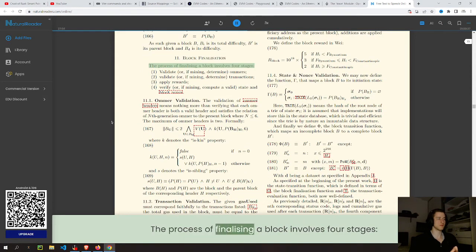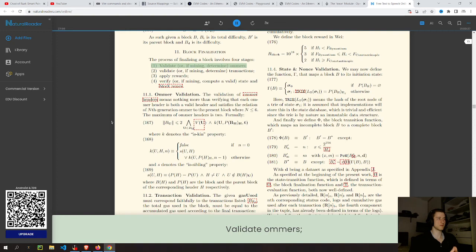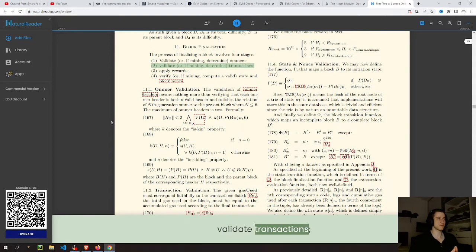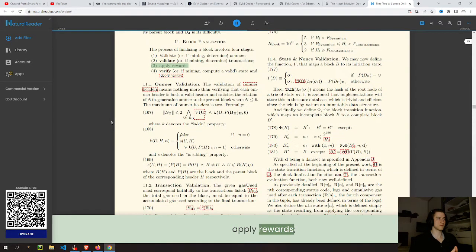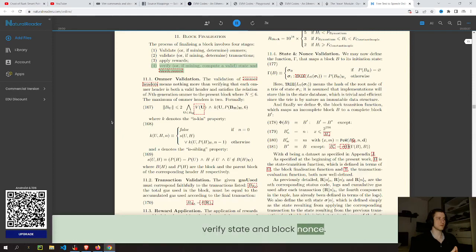11. Block finalization. The process of finalizing a block involves 4 stages: validate OMRs, validate transactions, apply rewards, and verify state and block nonce.